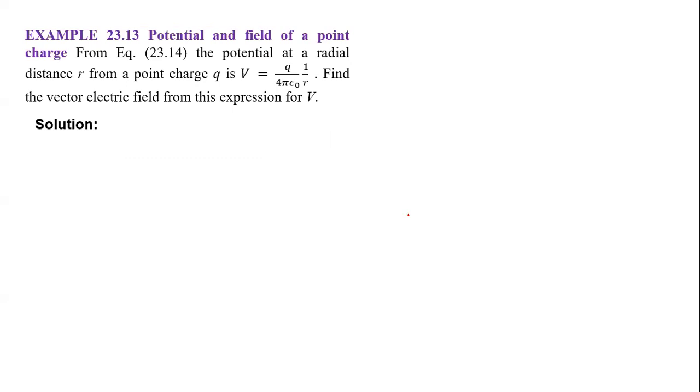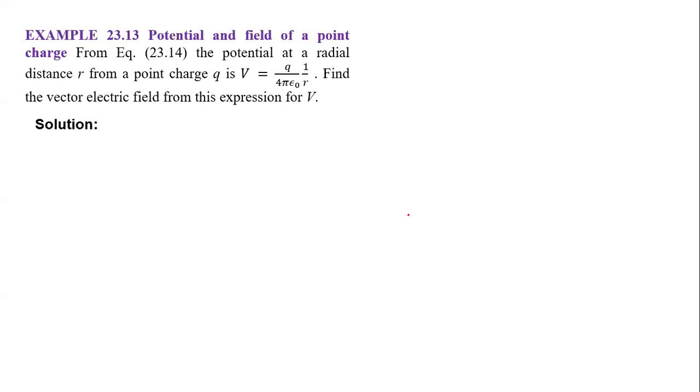So, for example, 23.13, the potential and the electric field of a point charge from equation 23.14. The potential at a radial distance r from a point charge q is V, which is equal to q over 4 pi epsilon naught times 1 over r. So find the vector electric field from this expression of the potential.